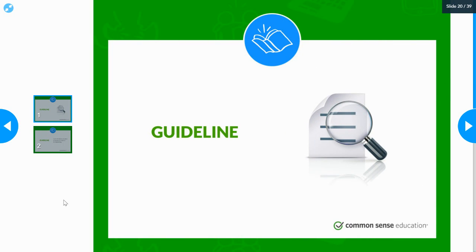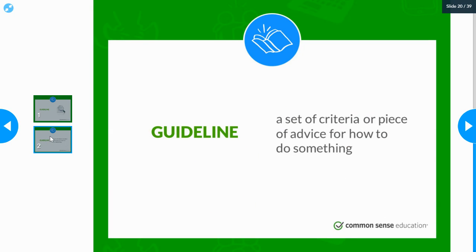Okay, so this is a word that we see a lot. It's called guidelines. So what is a guideline anyway? A guideline is a set of criteria or a piece of advice for how to do something. So we always have general guidelines that we follow for pretty much everything we do in our life. There's general guidelines for being in school. So there's criteria for being a good student. There's criteria for being a good citizen. So there's general guidelines that we kind of learn all the time.